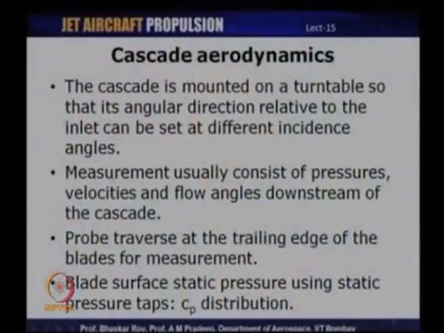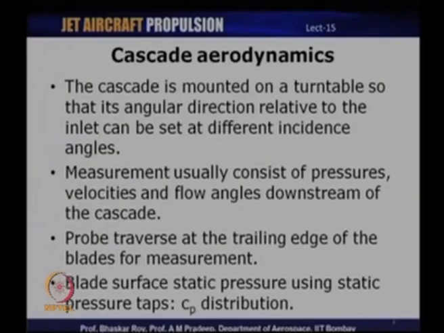And what is it that we measure in cascades? Measurement usually consists of pressures, of course, and then velocities and flow angles downstream of the cascade. Besides these fundamental properties, nowadays we also measure boundary layer properties, skin friction, and a lot of other measurements can also be done in a cascade. But fundamentally, cascade measurements usually consist of pressure, velocities and flow angles, and these are usually carried out by traversing a probe at the trailing edge of these cascade blades.